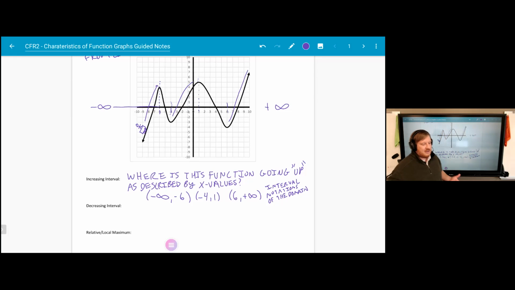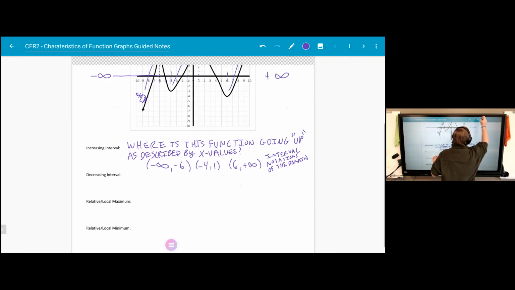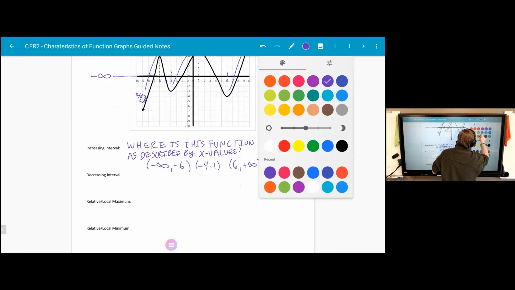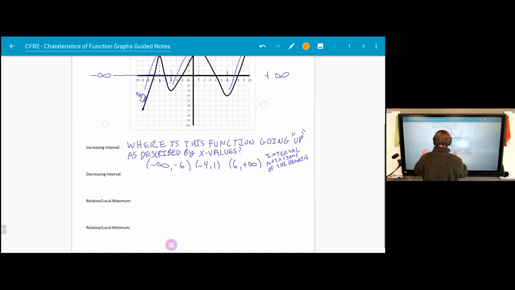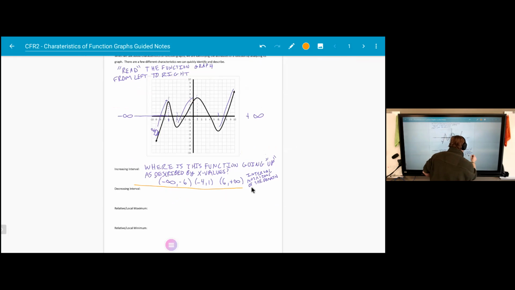The decreasing interval is just the opposite. Where is the function going down? Let's go ahead and use a different color in here. Where is the function going down, as described by x values?